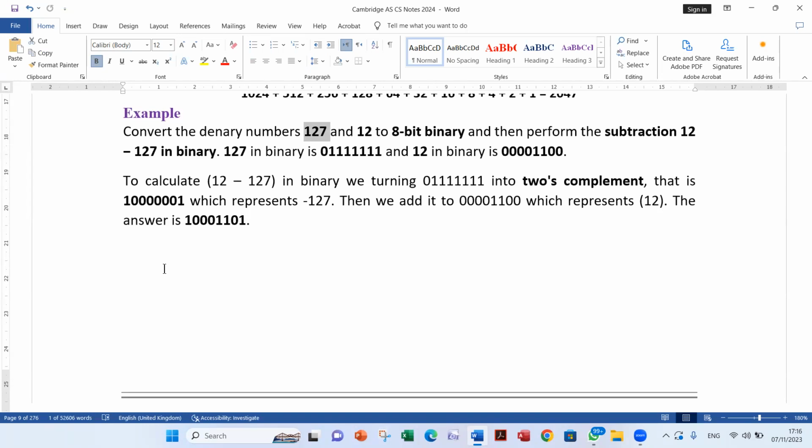The result is going to be negative because it is 12 minus 127. If you do them in denary, if you do them in binary, definitely the answer is going to be negative. And you cannot do this in denary and then convert. You cannot. You will not get the mark. So please start doing this yourself.